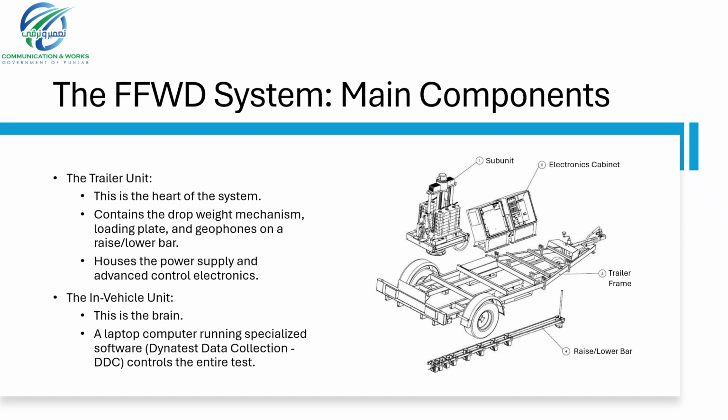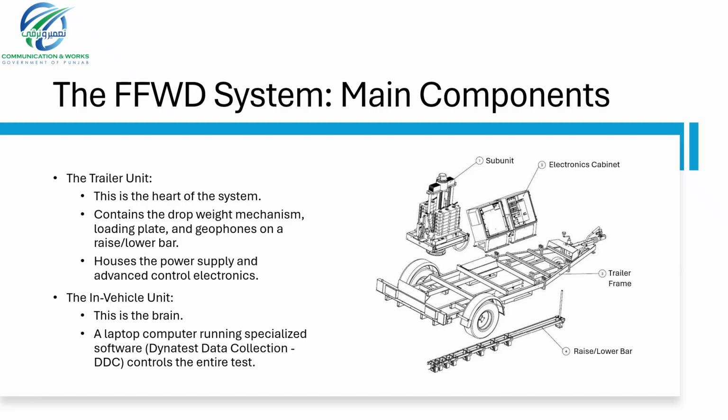The Dynatest fast falling weight deflectometer test system is comprised of two primary subsystems, the trailer unit and the in-vehicle control equipment. First, the trailer unit, which is the operational core of the system. It consists of several key elements. A subunit, which contains the electric motor, lifting spindle, the drop weight package, the load cell, and the center geophone holder. Two electronics cabinets, which house the powering, motor control, system control, and the data acquisition electronics.